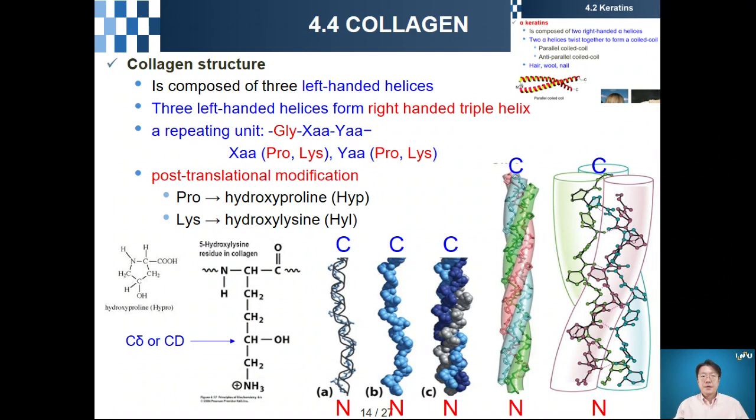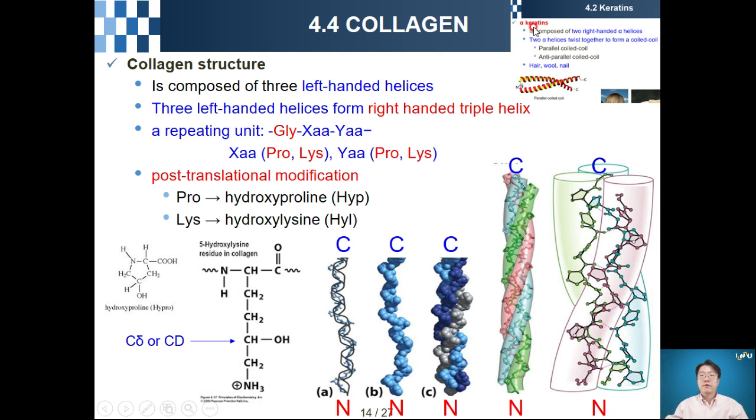So in this slide, I will explain the collagen structure. Collagen is composed of three left-handed helices, one, two, three. The bottom is the N-terminal and above is the C-terminal. Each helix is left-handed.